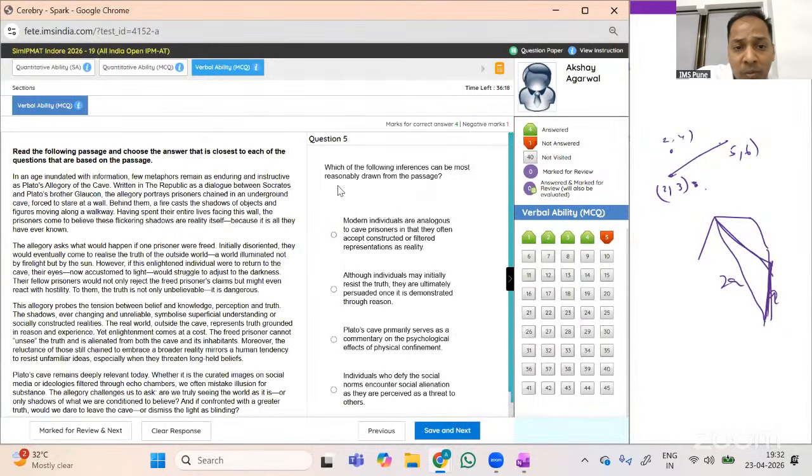Which of the following inferences can be most reasonably drawn from the passage? Modern individuals are analogous to cave prisoners, in that they often accept illusions. No. It is relevant, but does not mean everyone is that way. Plato's cave primarily serves as a commentary on the psychological effects of physical confinement. Individuals who defy the social norms encounter alienation as they're perceived as a threat to others.